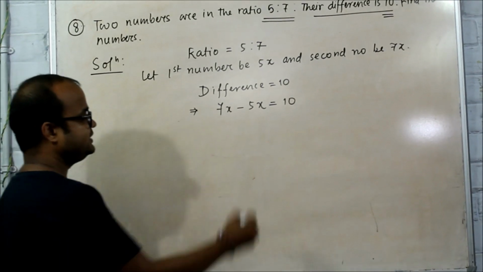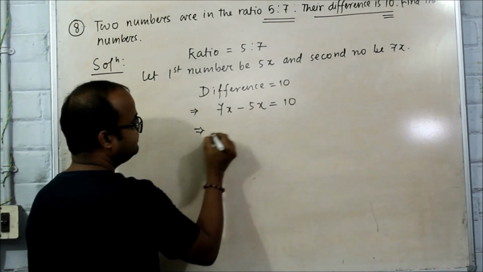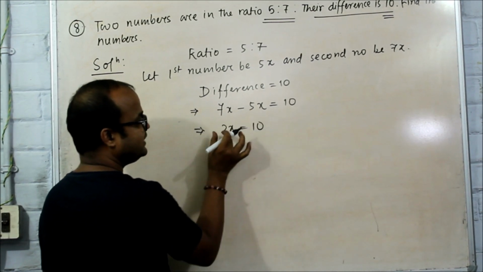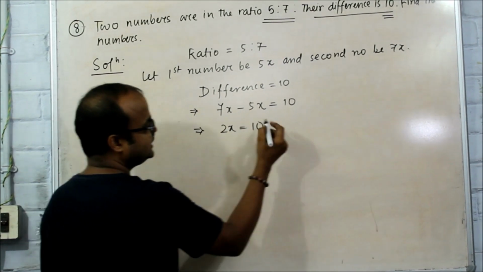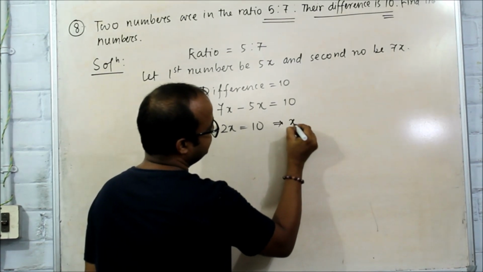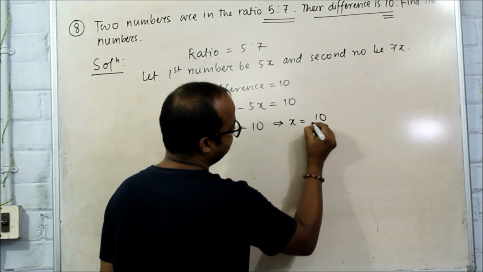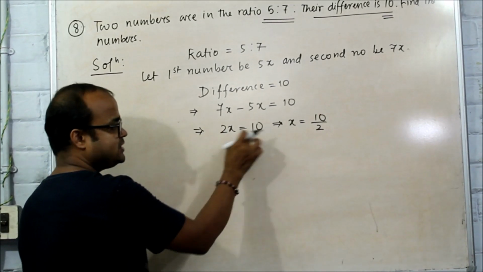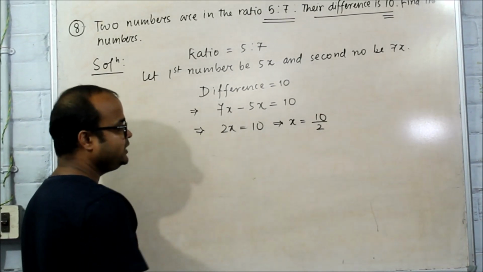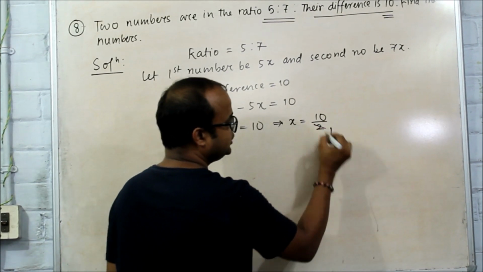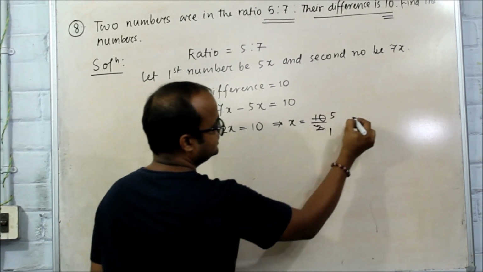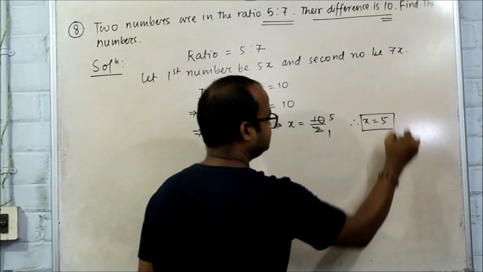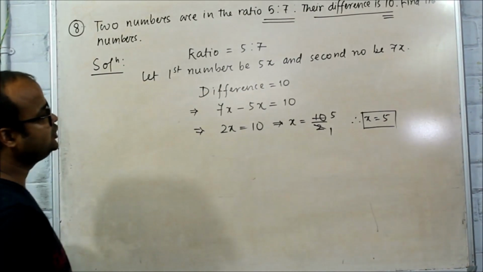7x minus 5x is equal to 10. It implies 2x is equal to 10, since 7x minus 5x is equal to 2x. It implies x is equal to 10 by 2. When you change the side, the 2 goes to the denominator. So 2 1s are 2, 2 5s are 10. Therefore x is equal to 5.